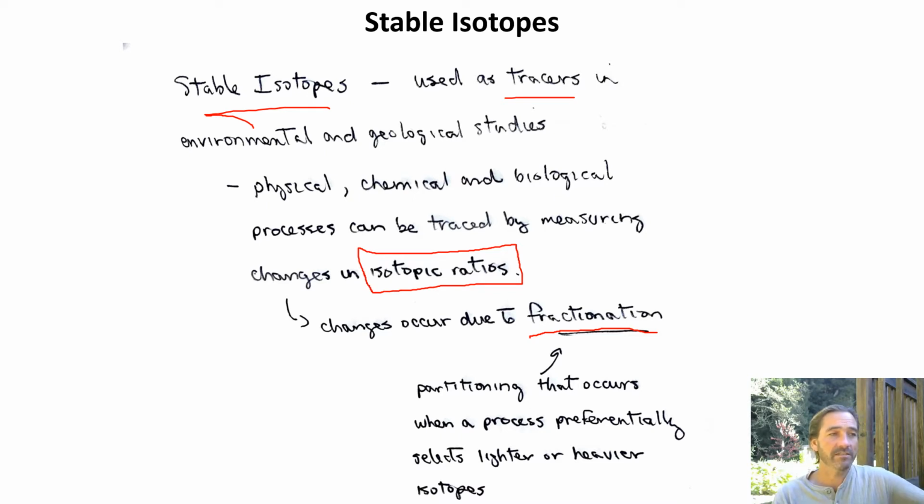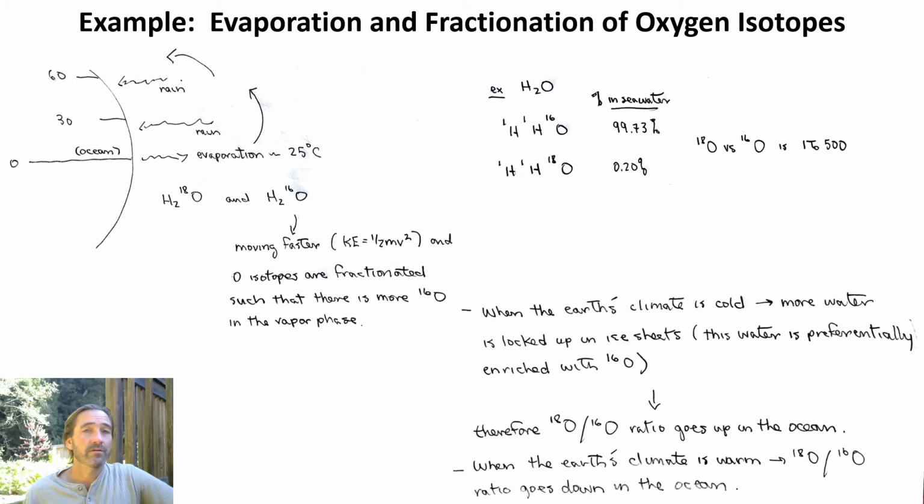All processes have a different way of fractionating. Therefore, you can use that information to figure out a source of, say, a certain carbon or nitrogen or oxygen. So for our example, let's consider evaporation and how it fractionates oxygen isotopes in water.